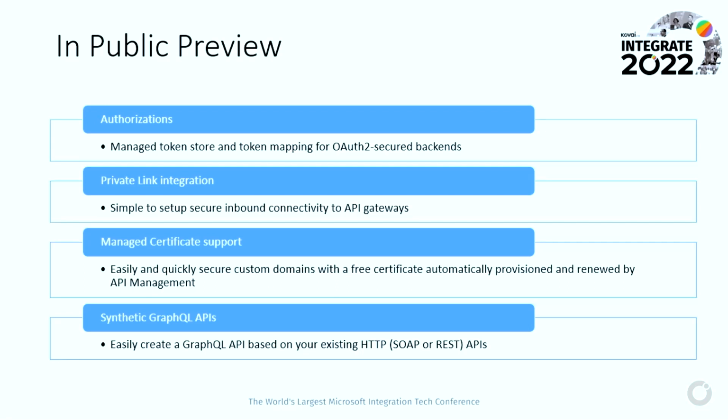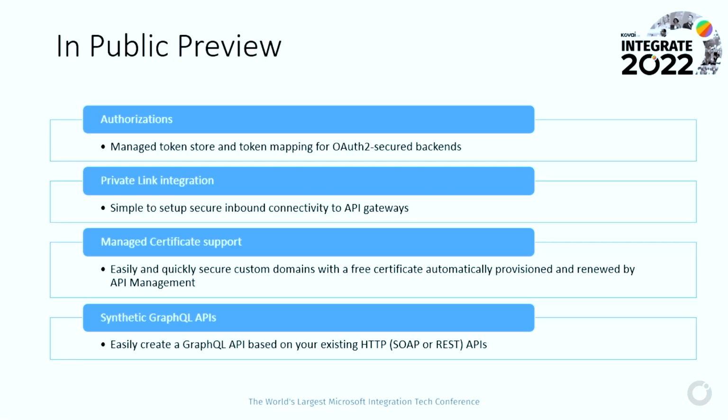Next up, we have managed certificate support, which is a security feature. It takes the pain out of managing custom domains, and it provides free auto-provisioned certificates for custom domains provisioned by Azure API Management. So it takes the pain out of having your own custom host name and takes some of the work out of doing that for yourself.